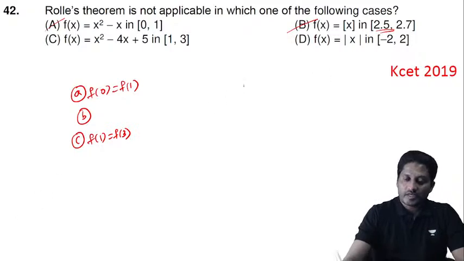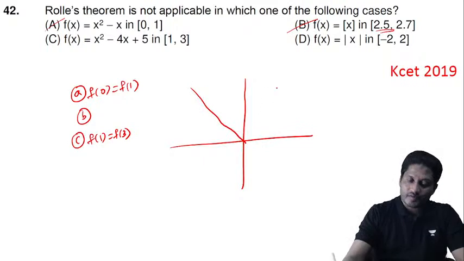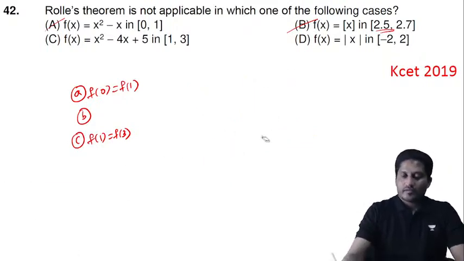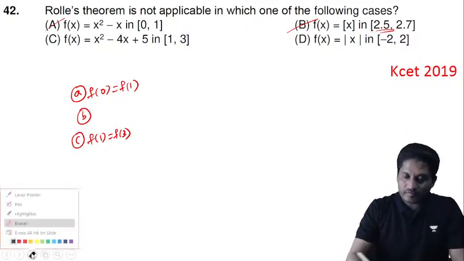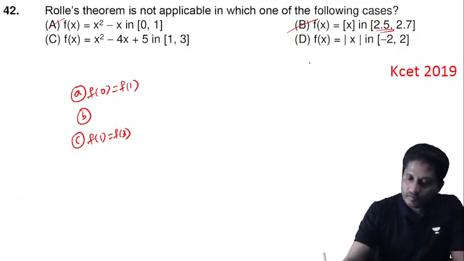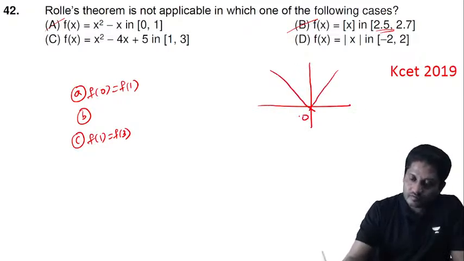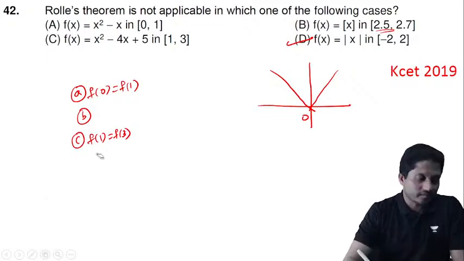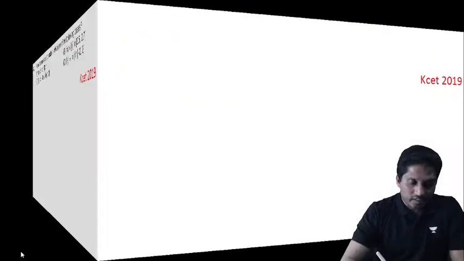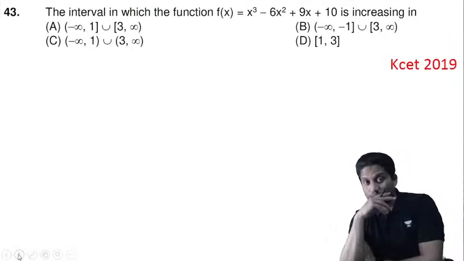But in the last option, f of x is equal to mod x. It is continuous, but it is not differentiable at 0 because you get a sharp edge. Mod x is not differentiable at x is equal to 0. You get a sharp edge at 0. Right, answer is option D. The question is which of the following is incorrect. So obviously D is incorrect, remaining all are correct. Let's move to the next question.